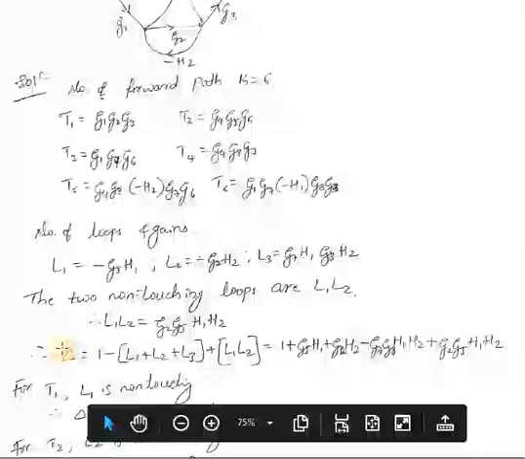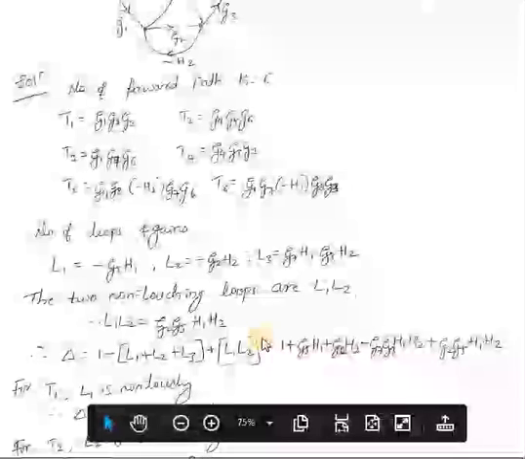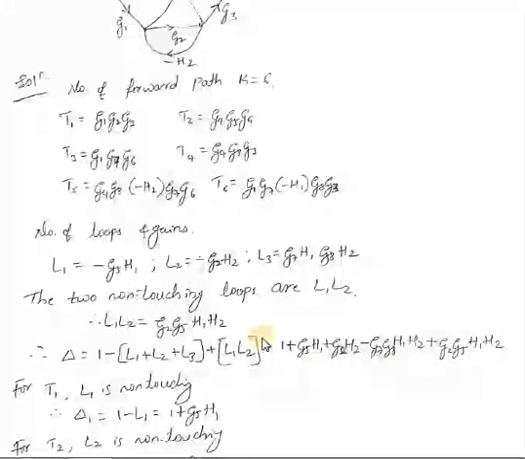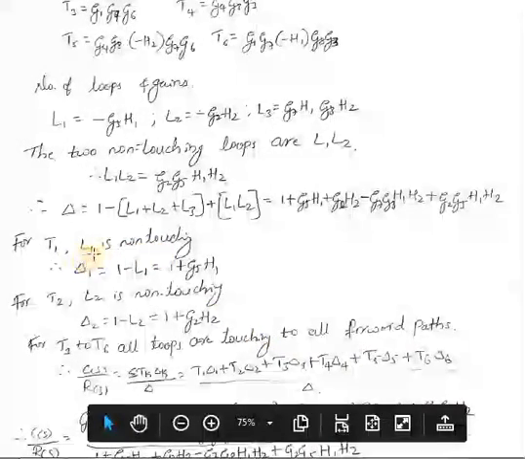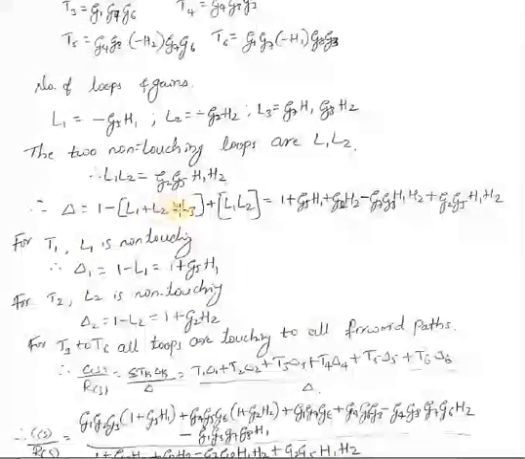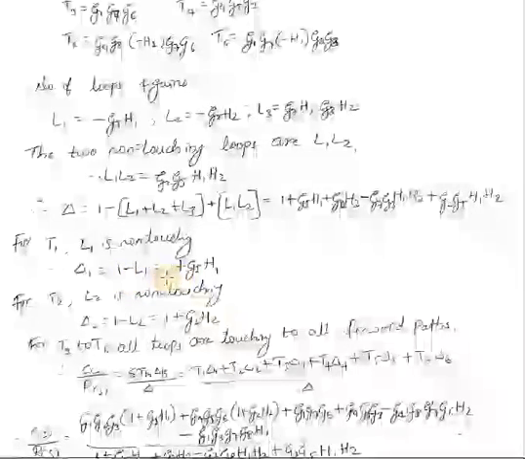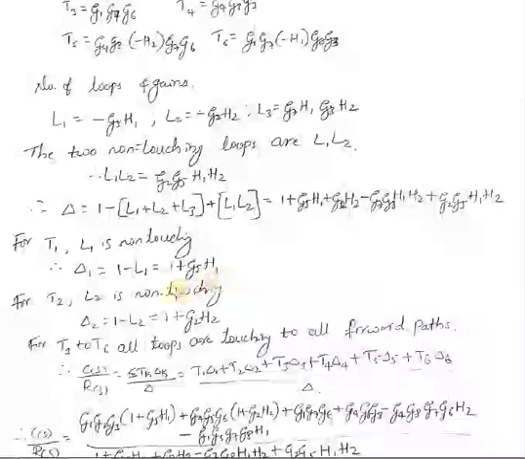So if you write the equation for delta, it will be 1 minus (L1 plus L2 plus L3) plus L1 into L2. So now you need to find out the values of delta 1, delta 2, delta 3, delta 4 and delta 5, delta 6, because there are 6 forward paths. So if you consider the first forward path, only L1 is non-touching, so except L1, eliminate all the terms in delta, that is 1 minus L1 equal to 1 plus G5 into H1. Similarly, for T2, L2 is non-touching.